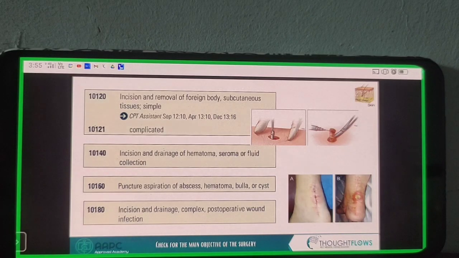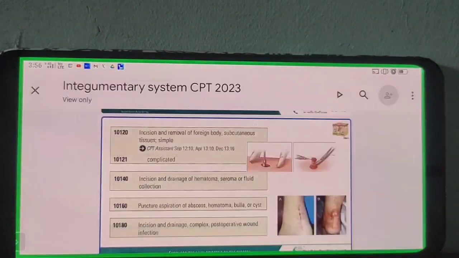Postoperative means in the previous operated site. The patient has suffered from the problem of infection at the previous operated location. So for postoperative wound infection, go for 10180. Incision and drainage procedure performed at the location of a postoperative wound means go for 180. 10180, direct coding. Now try this question.